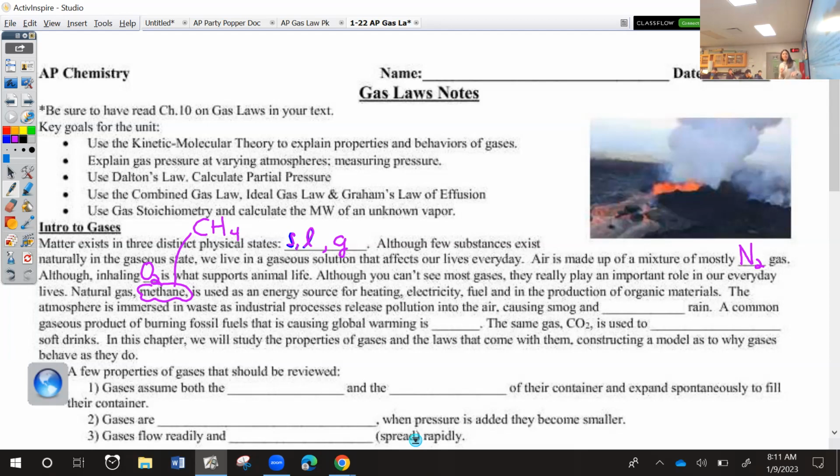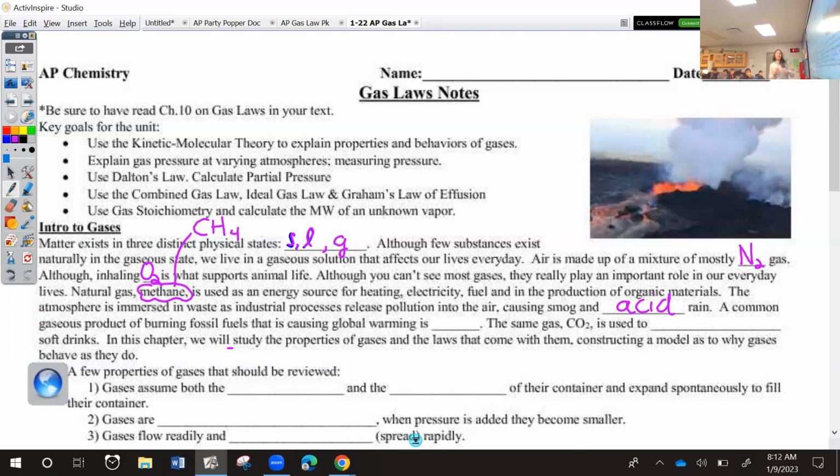It says the atmosphere is immersed in waste as industrial processes release pollution into the air, creating smog and acid rain. So they release these gases, and these gases end up reacting with what up in the atmosphere? When you look up into the sky, it doesn't necessarily need to be a sunny day, what's there? Clouds. Perfect. And we know that the clouds are simply made of water. And so they react with the water, and that's how the acid rain can form.